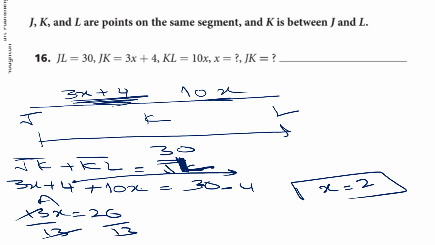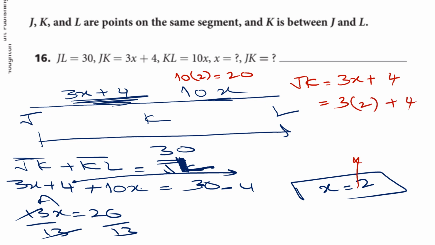Let's see here. So it is 10x. So 10 times 2 is 20. Now they are asking you to find out JK. And JK is what? 3x plus 4. So 3 times 2 plus 4, it is 10. So look here, JK is 10 and KL is 20, and in total they are 30.